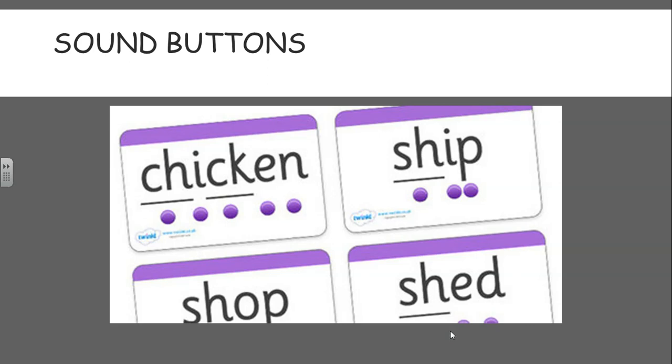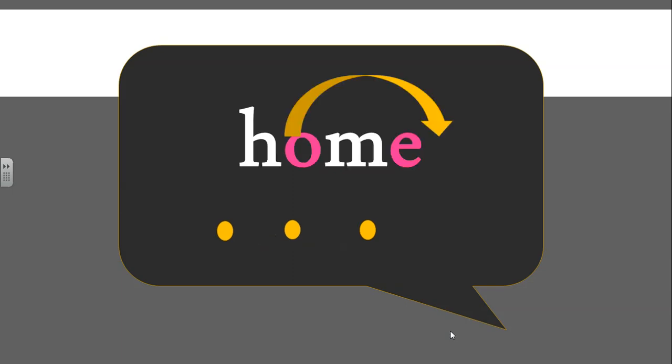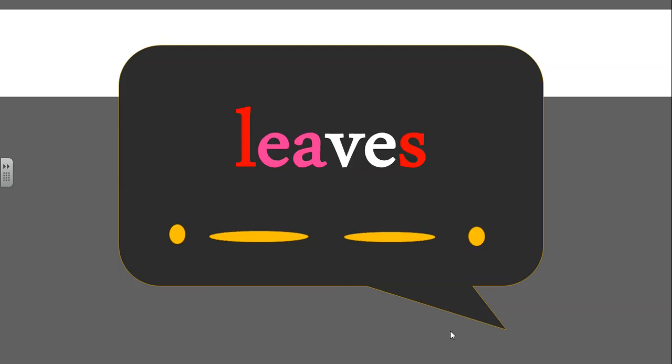In the example here, you can see that we use a line to go underneath a digraph or a trigraph and a dot under a single phoneme. For example, in the word van, three separate phonemes, three dots. The word home contains a split digraph, so we link the O and the E together to make the O sound. And leaves, l, ea, v, s, contains digraphs and single phonemes.